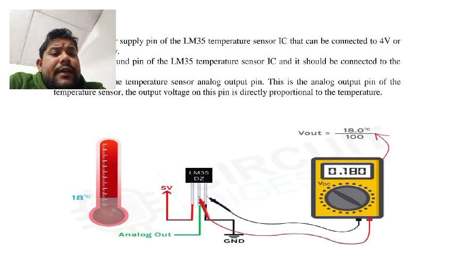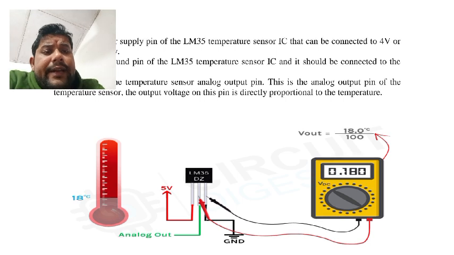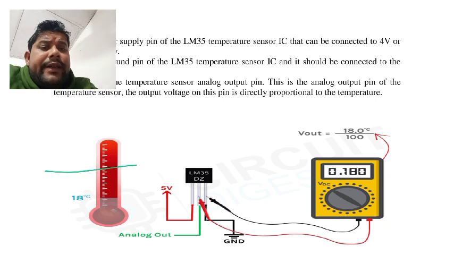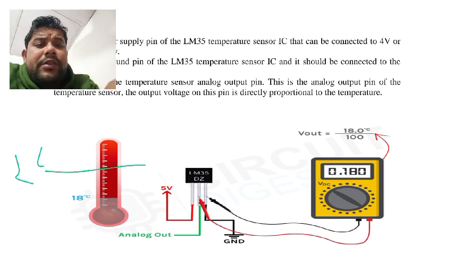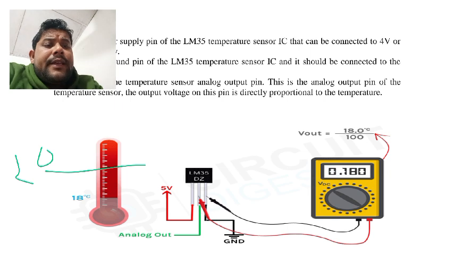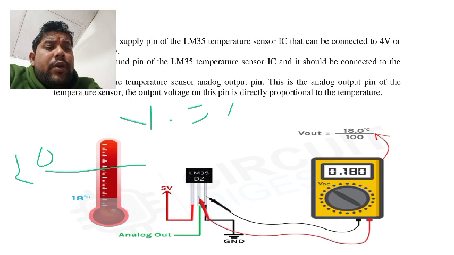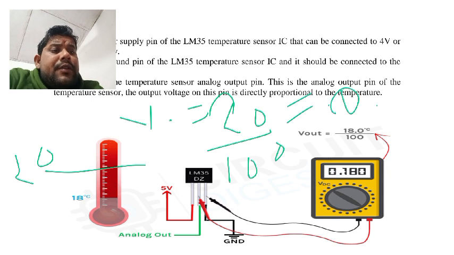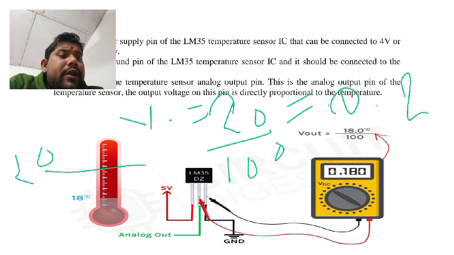Next, if this thermometer right now is indicating 20 degrees, then we can write the output equal to 20 upon 100. That time the voltage is 0.2 volt.